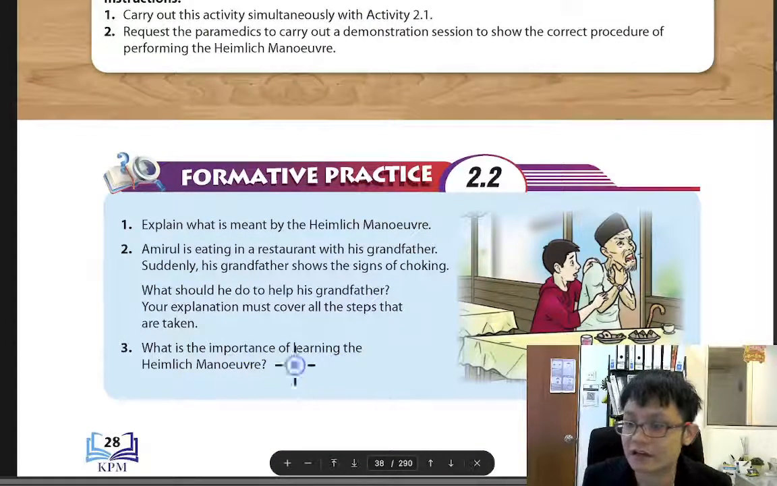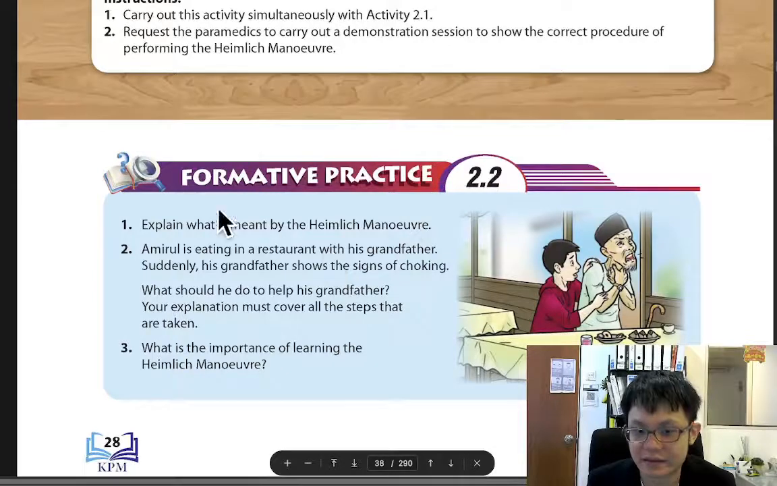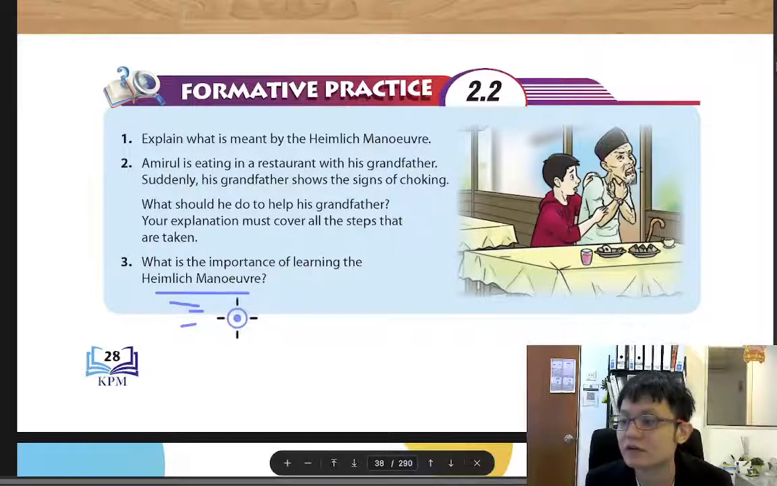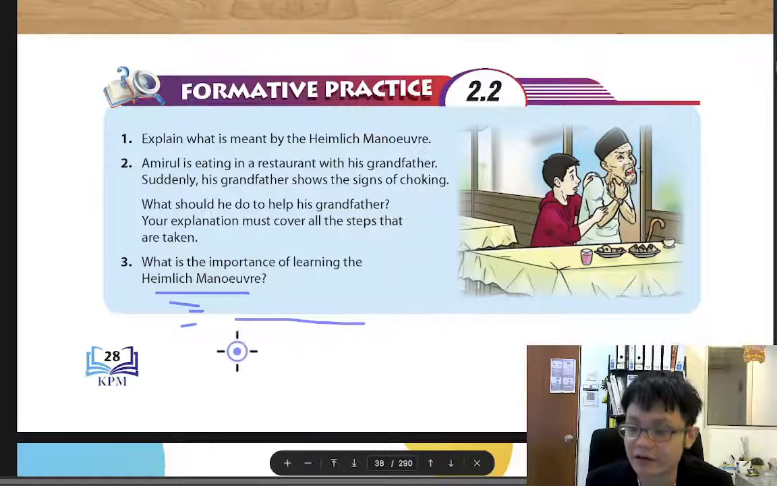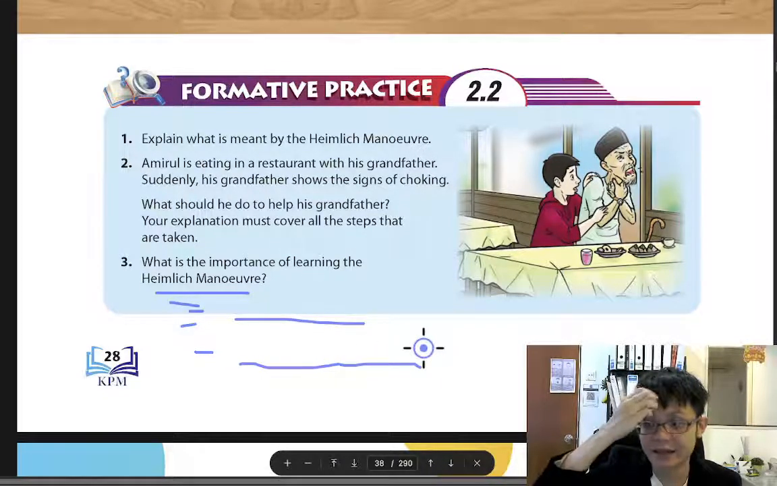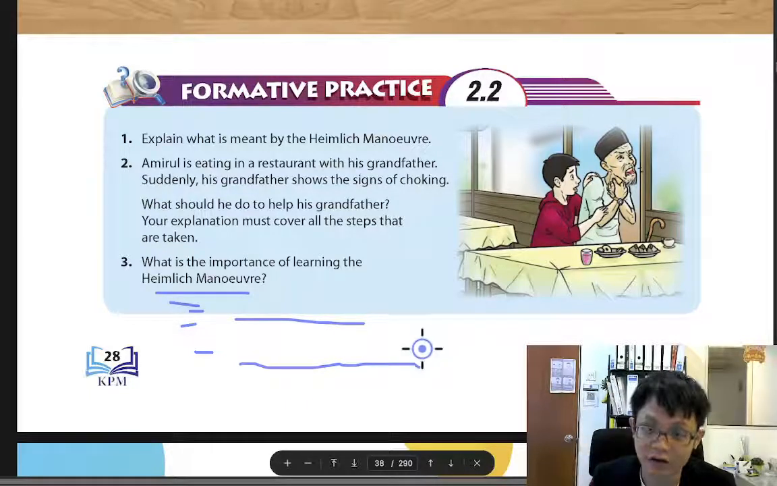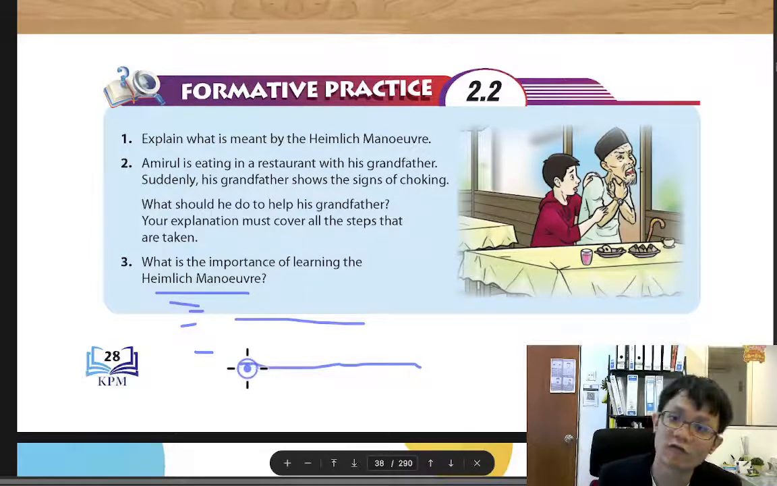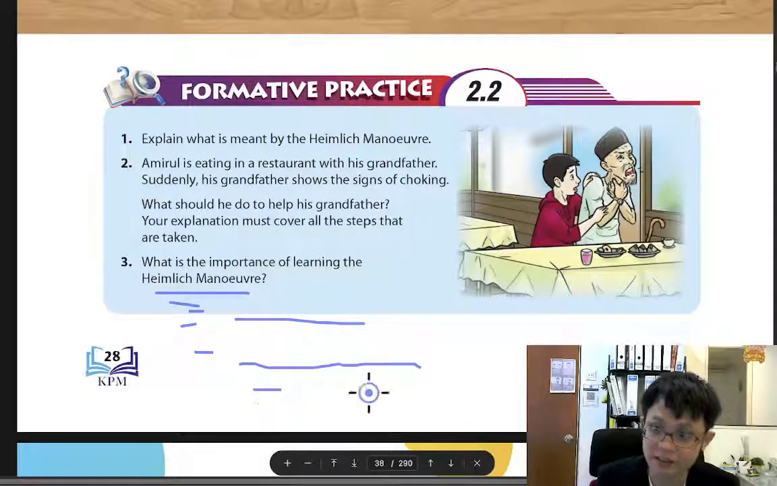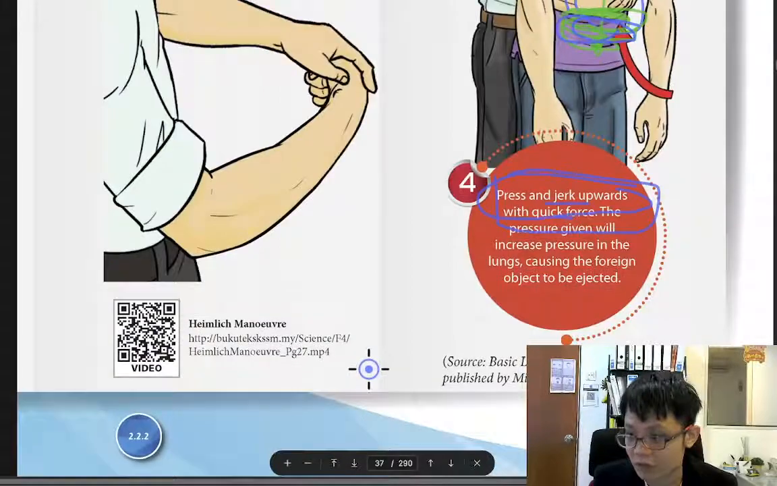What is the importance of learning the Heimlich maneuver? Yes, okay, so to save a life, that will be the easier answer. We want to learn the Heimlich maneuver because we want to save a person's life from choking, or you also can say that so that the person's body can receive the oxygen, if they ask for explanation why, so that oxygen will be able to diffuse into the blood and flow into the brain. And you can continue to explain, if the brain doesn't have oxygen, the person will die.